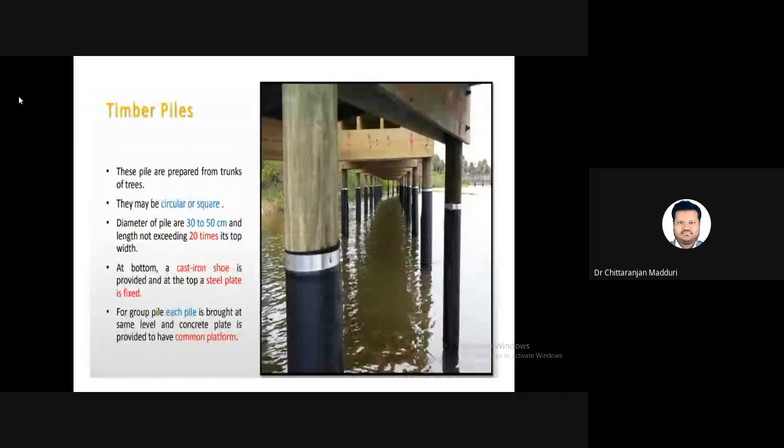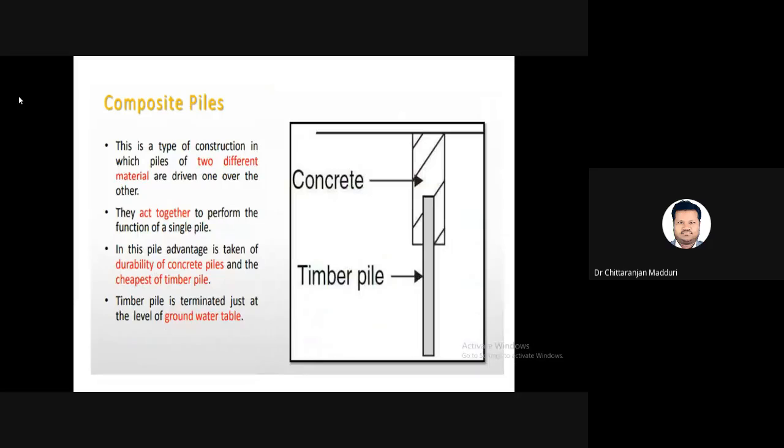So timber piles. These piles are prepared from trunks of trees. They may be circular or square. So the diameter of the piles is 30 to 50 centimeters and the length is not exceeding 20 times its top width. At the bottom, a cast iron shoe is provided, and at the top, a steel plate is fixed. So for a group of piles, each pile is brought to the same level, and a concrete plate is provided to have a common platform.